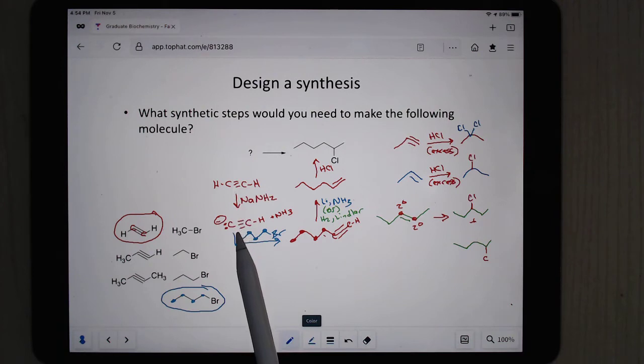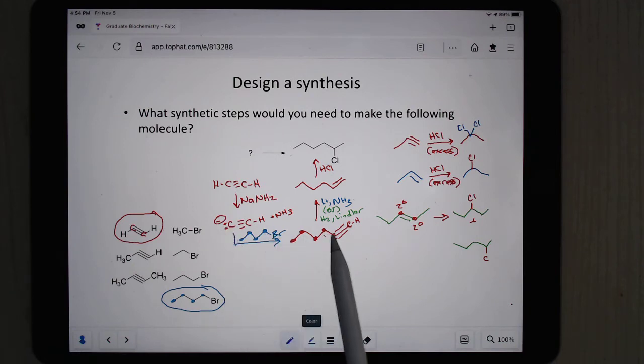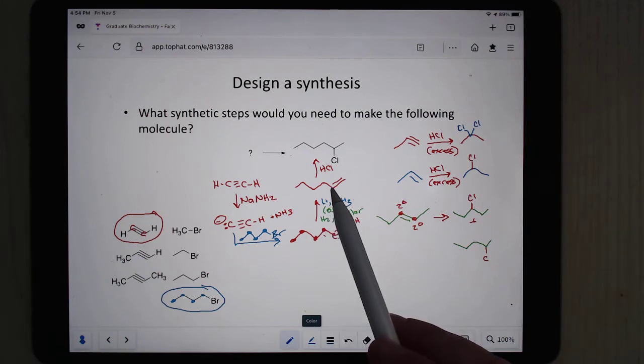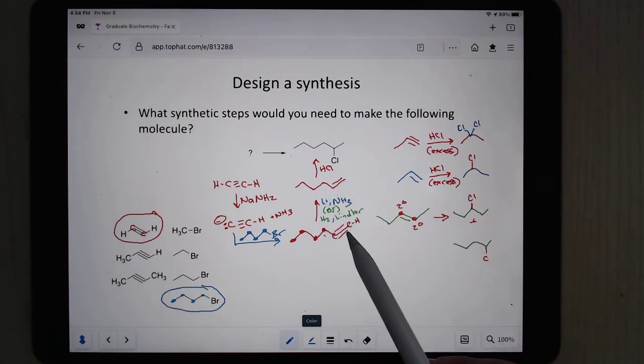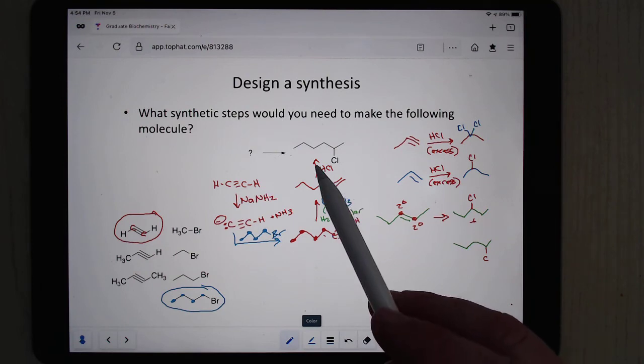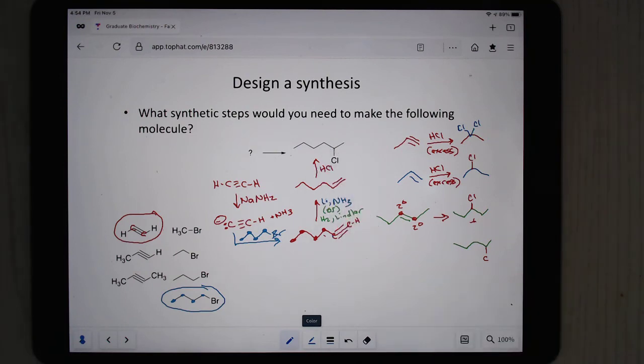So here is the actual synthesis here. Starting with acetylene, ripping off that hydrogen to make the carbanion. That will then do an SN2 to displace the bromine, making that bond there. You can then convert that from an alkyne to an alkene, and then do HCl to synthesize that. So you need to think about the second half of the synthesis first, and then you know where you're going for this part. Okay.